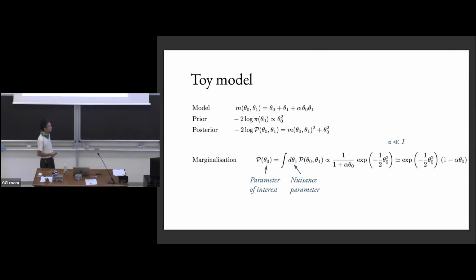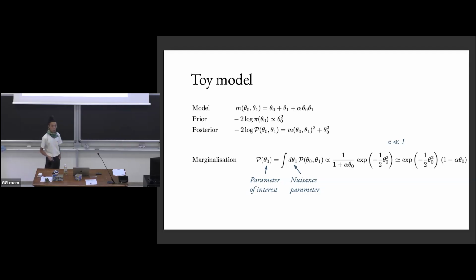So suppose we're interested in getting the value of theta 0. What we would do is marginalize over the other parameter, deemed a nuisance, by integrating the joint distribution over all the possible values. For this very simple model, this can be done exactly, and in the small alpha limit, I'm simply Taylor expanding.